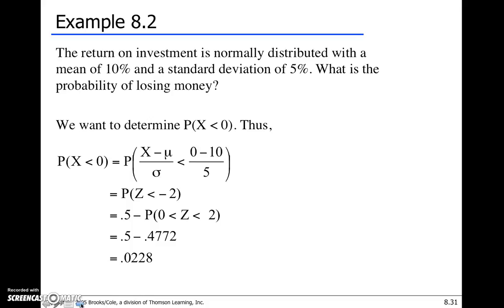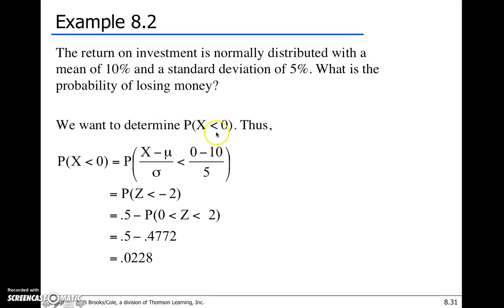There's a quick example here. The return on an investment is normally distributed with a mean of 10% and standard deviation of 5%. What is the probability of losing money? Probability of losing money means the probability that your return becomes negative. That is, we want to determine the probability x is less than 0. I mean, what's the probability x is negative?